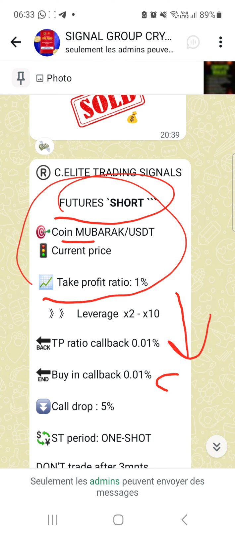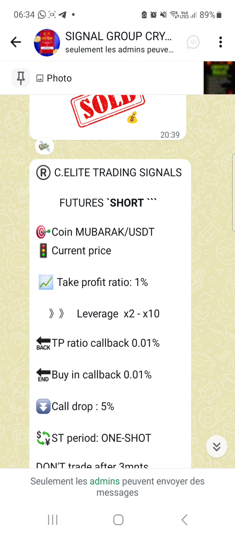Okay. And the percentage is how much? 1%. And the owner says in between 2 and 10 times leverage. So I will advise you to use 2 times leverage to minimize the risk, because the more leverage you put, the higher risk you will get. So let's go. The coin is called Mubarak.